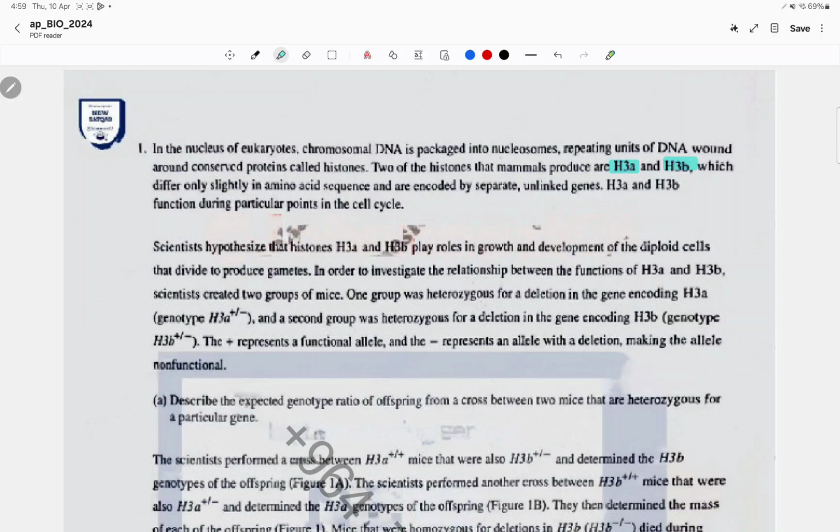Scientists hypothesize that histones H3A and H3B play roles in growth and development of diploid cells that divide to produce gametes.